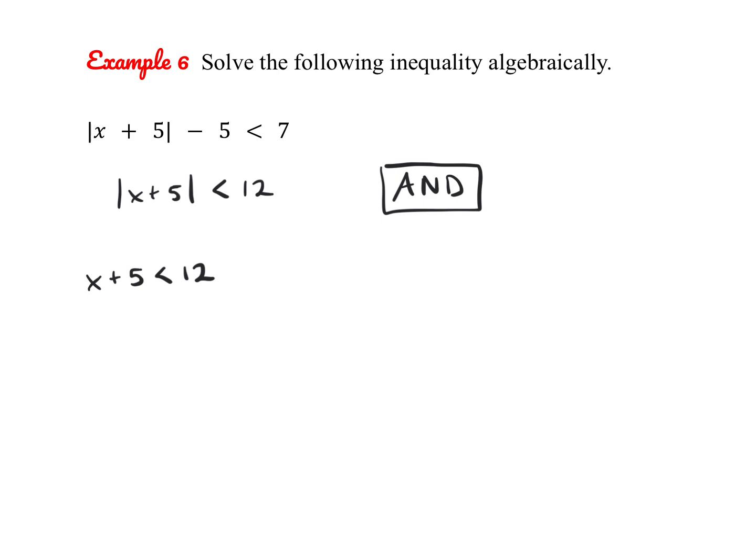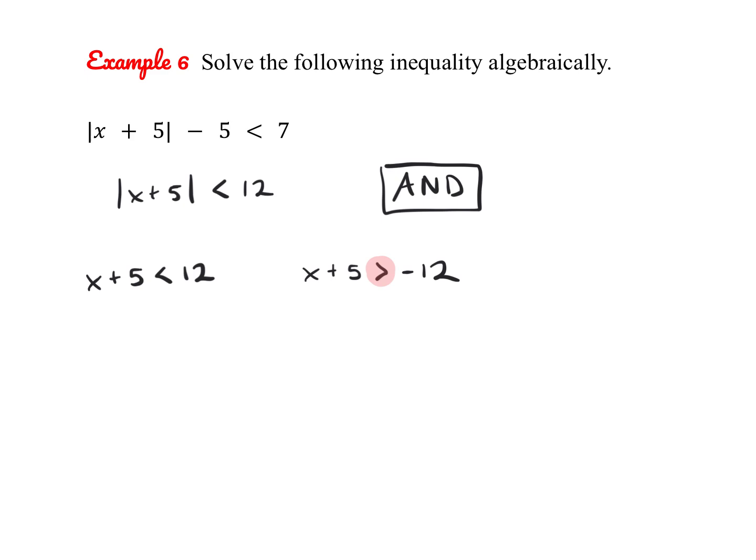One for the positive case, so x plus 5 is less than positive 12, and then x plus 5 is greater than negative 12. So notice that I made it negative and I flipped my symbol. Don't forget to flip it because it's like you're multiplying by -1. Now, since it's an and problem, I know that I'm going to need overlap in these two answers.